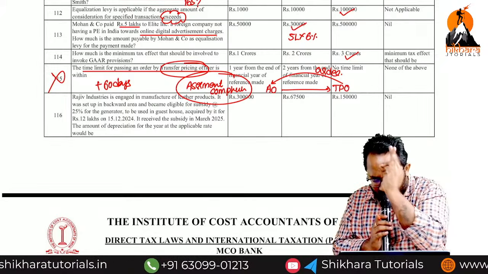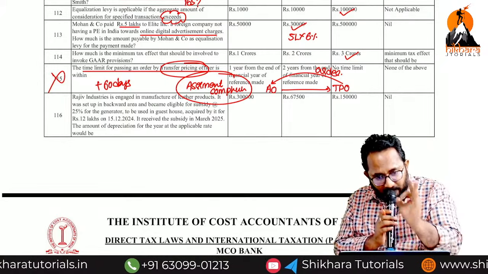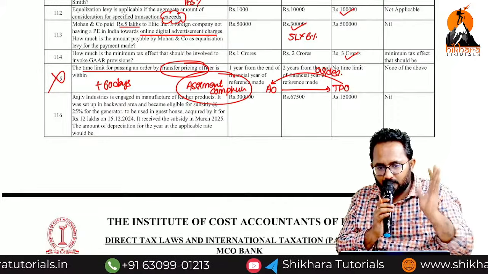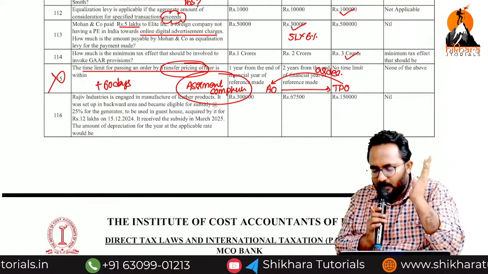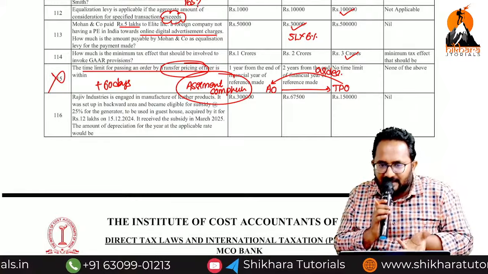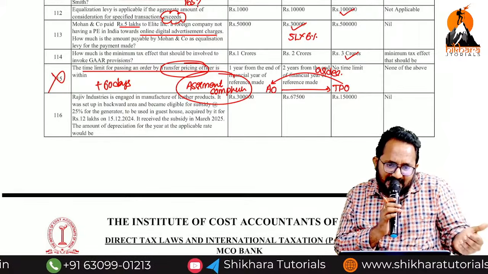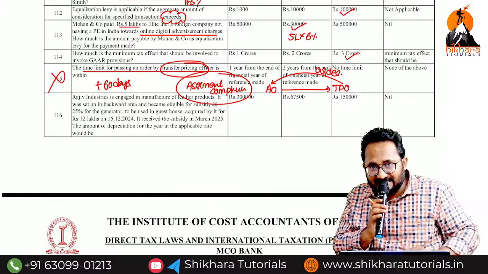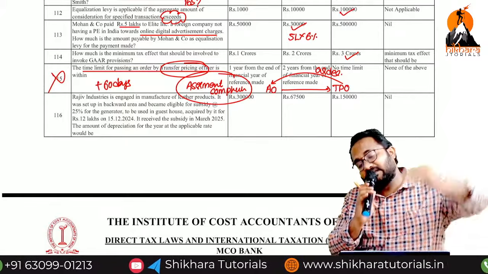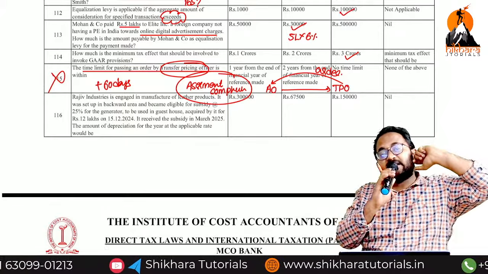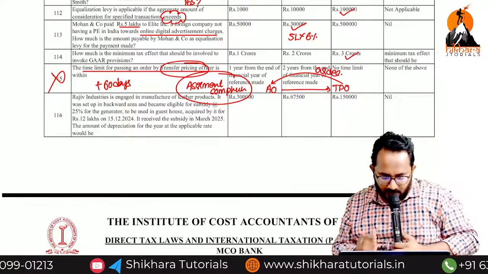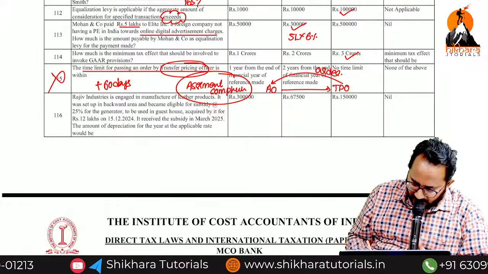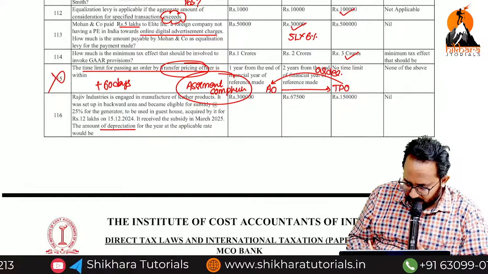TPO is always required to pass the order before the completion of assessment. Suppose only 10 days are available, nothing but within these 10 days the AO is required to pass the assessment order. Now the TPO doesn't have 10 days, that is less than 60 days. So that's why we can give an extension of the time limit of how many days? 60 days.